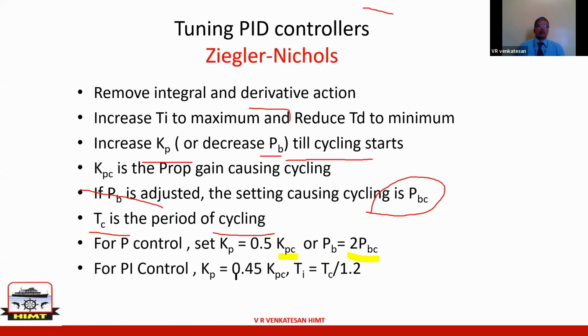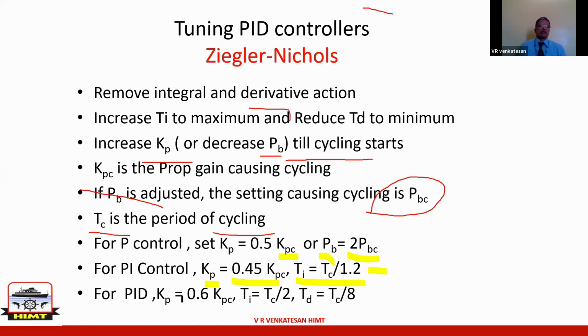But if your controller is a P plus I controller, then you have to set like this. The proportional part will be almost the same. Integral part you have to set like this. What is TC? That is the cycle time. Cycle time should be divided by 1.2. So, for example, if the valve took from full open to full shut and back to full open, let us say, 12 seconds, then you have to set this at 10 seconds. 12 divided by 1.2. Like that you have to set.